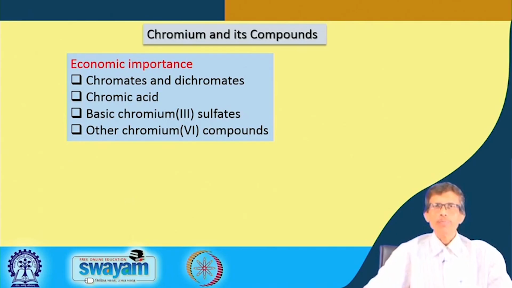So, the economic importance of all these chromates and dichromates is there, which will be very useful, and we can get this from the different chromium sources. We will see what that chromium source is. Then we can make chromic acid, which is CrO3, which is hexavalent chromium. Then basic chromium 3 sulfates we can have, and other chromium 6 compounds.